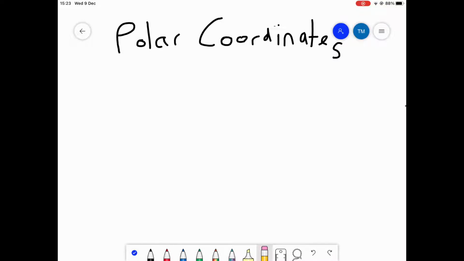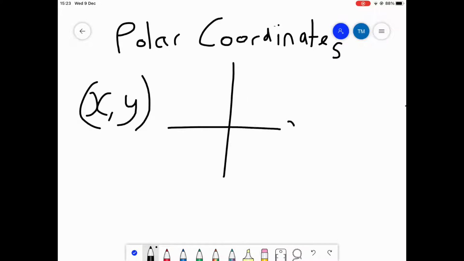So in normal coordinates we have x and y, and that's just the coordinates. So if we have the x-axis which is horizontal and the y-axis which is vertical, if we have the point (3, 4), it would be 3 along the x and then 4 upwards on the y, like so. There's really nothing to it, it's really simple. But polar coordinates is a bit more complicated.